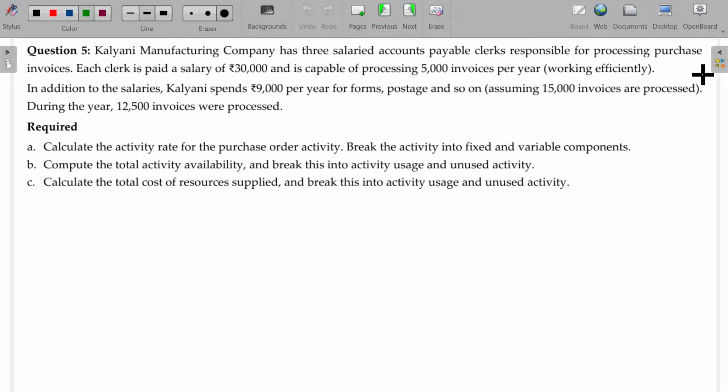So question number 5 and 6 is all about understanding the over and under recovery of unused time. Very simple illustration. Let me finish up faster. Kalyani Manufacturing Company has 3 salaried accounts payable clerks responsible for processing purchase invoices.